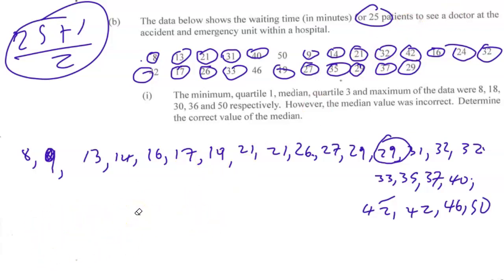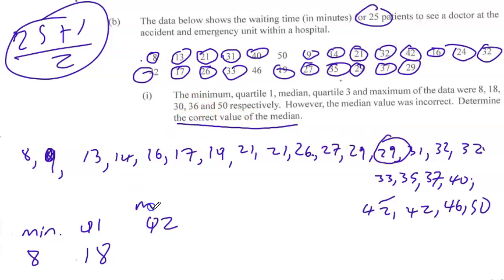We are told that the smallest number, the minimum number, is 8. Q1 is 18. Q2, which is the median, is incorrect. We just determined the correct value, we just found it to be 29. So this 30 is incorrect. Alright, so it's actually 29.